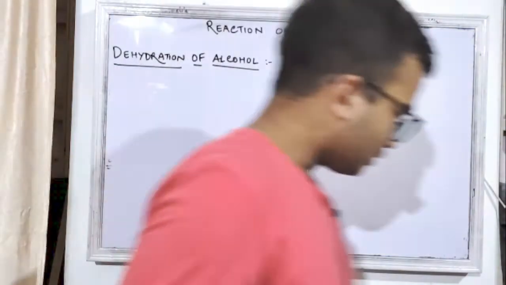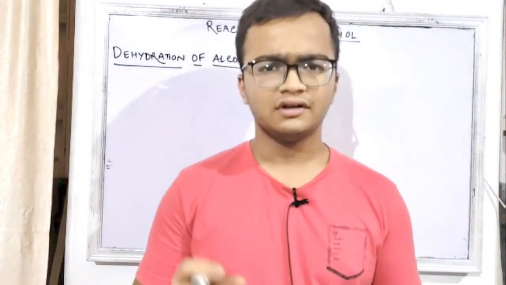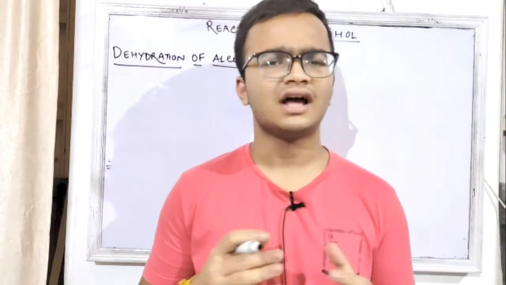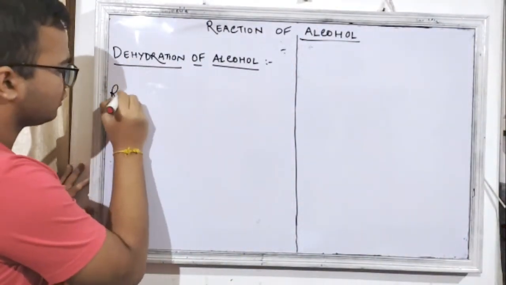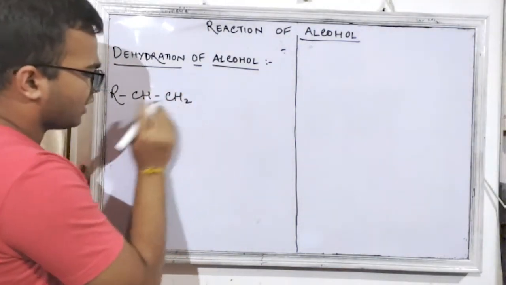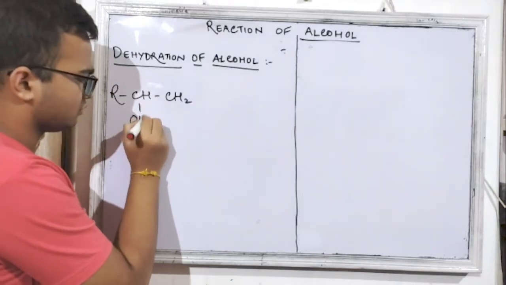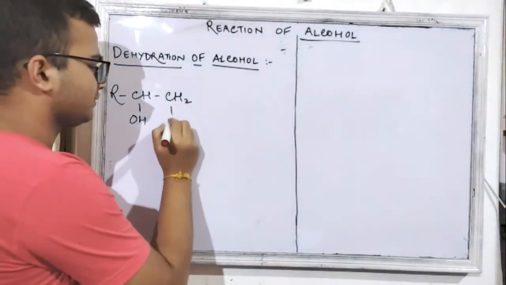Okay. Now, dehydration of alcohol is the process of removal of water. If you remember the previous year's concept, it is the alpha-beta elimination which happens here. If you take any alcohol, let us assume R, CH, then CH2, and with this carbon you have your OH. Here there will be another H.